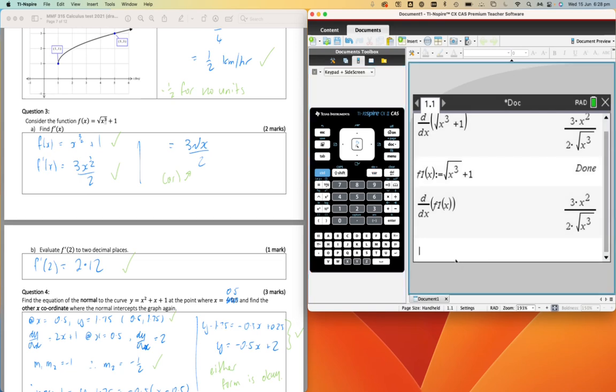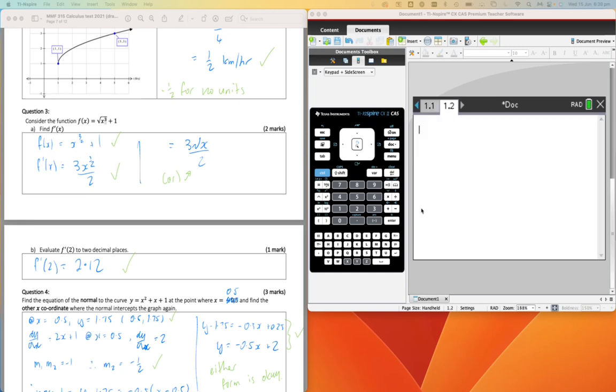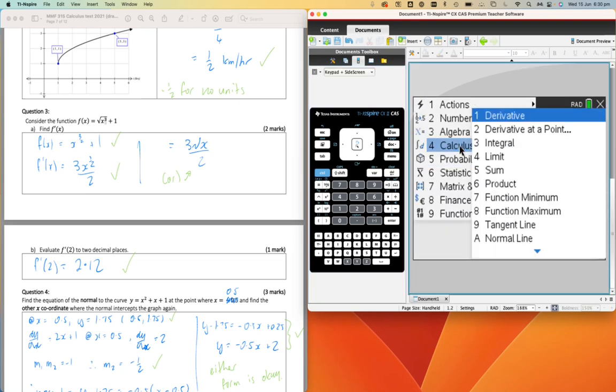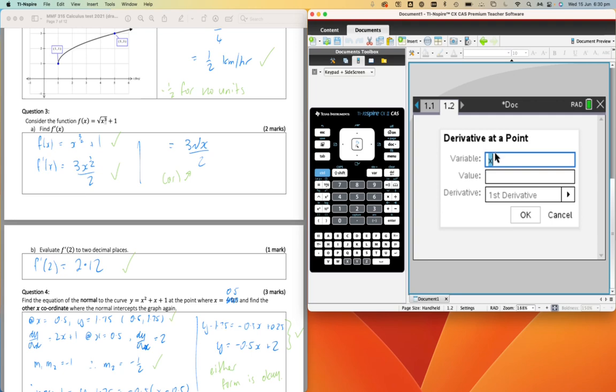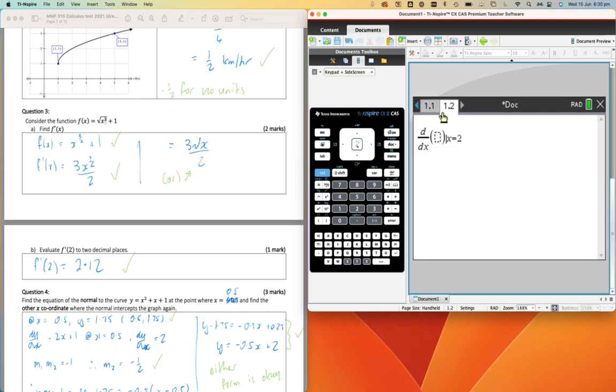Okay, so that's the first part done. Now for the second part, which is evaluate f dash of 2. And again, we can go straight into our calculator and we can go back to the menu and calculus. And this time we'll find the derivative at a point, because f dash of 2 means find the derivative when x equals 2. When you've got that, you can set the variable as x, and the value is 2 here, and click on OK. And it fills it all in nicely, and you've just got a box here that you need to fill in, which you can with f1 of x because you'd already defined it.